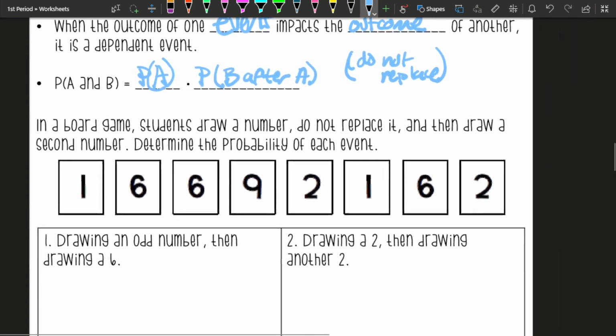We have a board game, and the student is gonna draw a number. They're not gonna replace it. That's the key part. Not replace it. Then draw a second number. Okay, we're gonna determine the probability for each event. I'm gonna do number 1 and number 2. I'm gonna give you time to do the other 2.